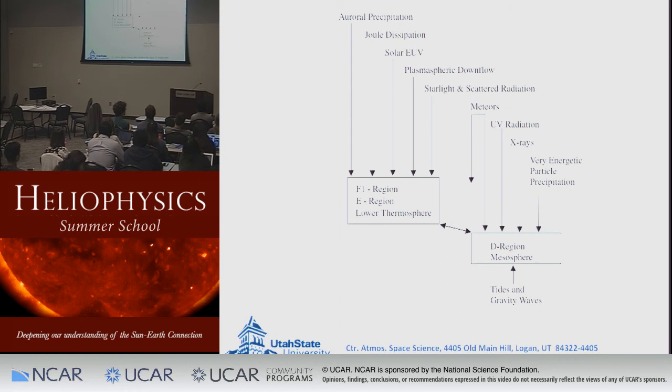So this is maybe an elegant simplification. You've got auroral precipitation, joule dissipation, solar EUV, plasmaspheric downflow that we haven't talked about, starlight and scattered radiation. Someone already threw in meteors. I don't want them, but thank you. So we've got them. We've got UV radiation, X-rays, this kind of D-E region crossover, and very energetic particles.